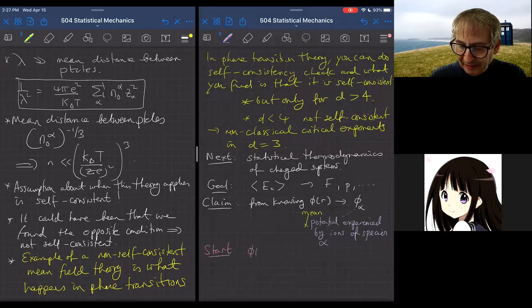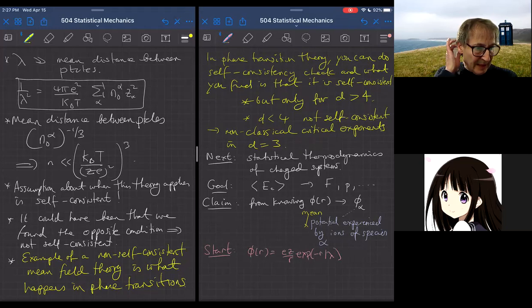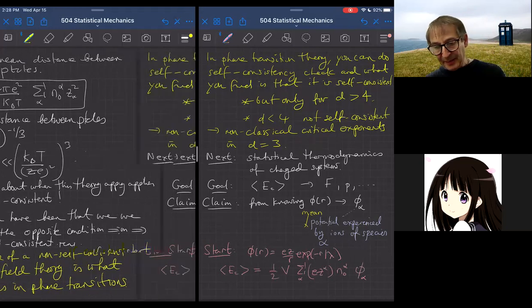What we know then is that we start with phi of r is equal to Ez over r times exp of minus r over lambda. Okay, so that's our starting point. So then what do we mean by the Coulomb energy, the average Coulomb energy? That we defined, worked out to be this. It was 1/2 times the volume times the sum over alpha of E Z alpha, that's the charge, times the number of them per unit volume, so that's n naught alpha, times the potential phi alpha, which is what we want to find.